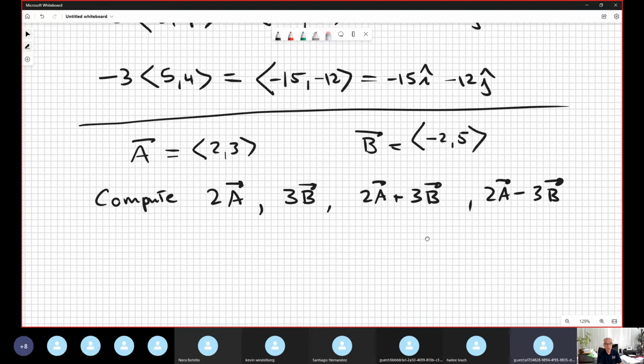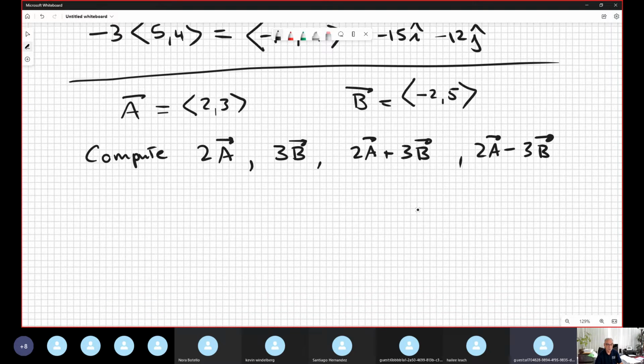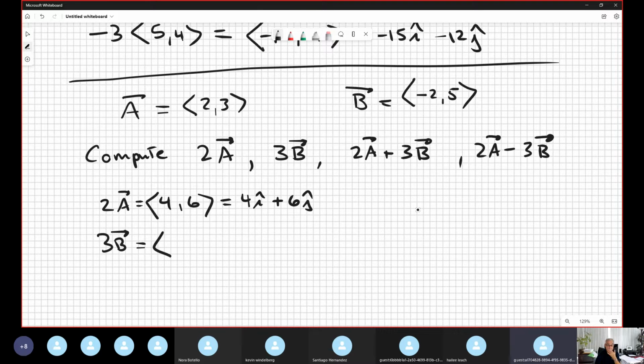Well, multiplication by the scalar 2, 2A is 4,6. Or using the standard unit vector notation, 4i plus 6j. Clear? 3B. 3B is negative 6 and positive 15. It is negative 6i plus 15j.